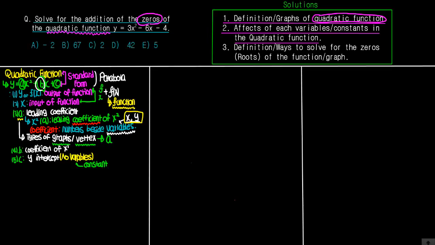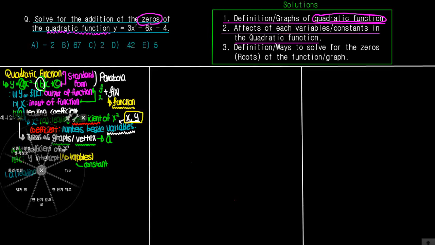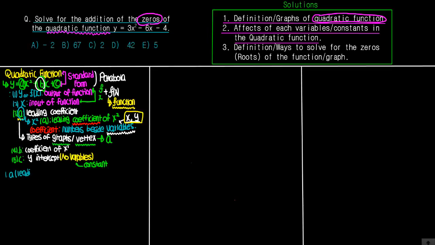Now let's think about what these variables affect in our original function more specifically. Firstly, let's think about what exact types of graphs and vertex the a value defines. So the first thing that we're going to talk about is the a value, our leading coefficient. But not the leading coefficient of the linear function, it is the leading coefficient of our quadratic function. The a value only exists in our quadratic function.